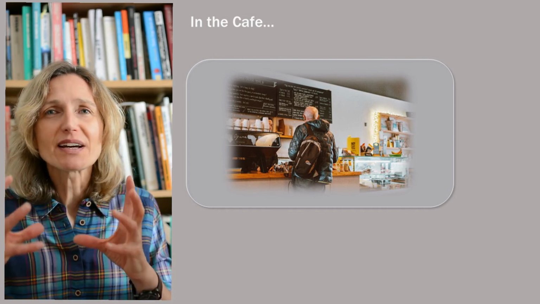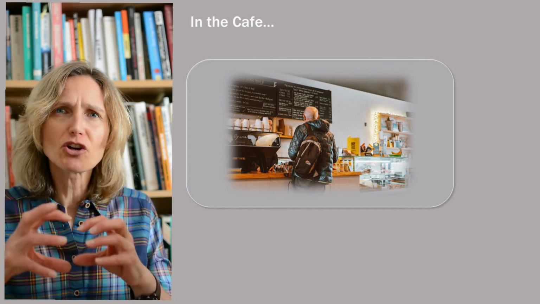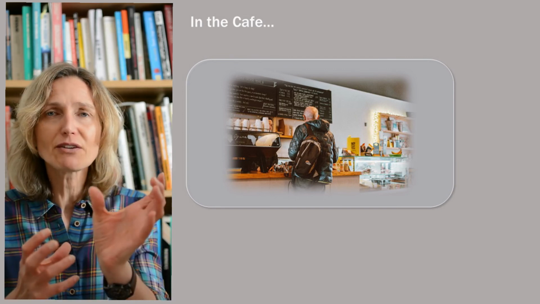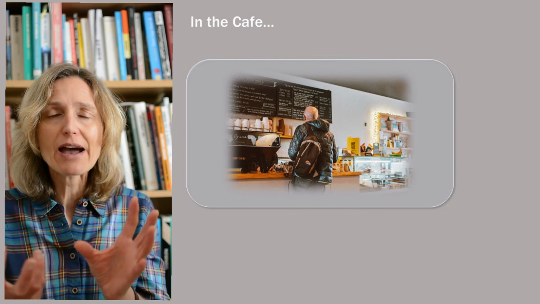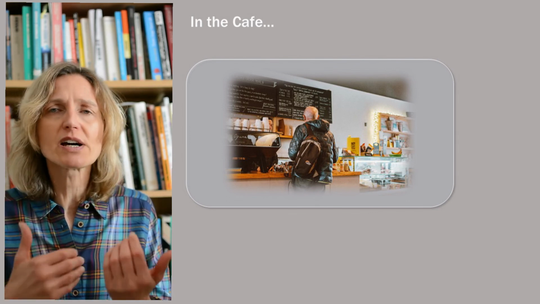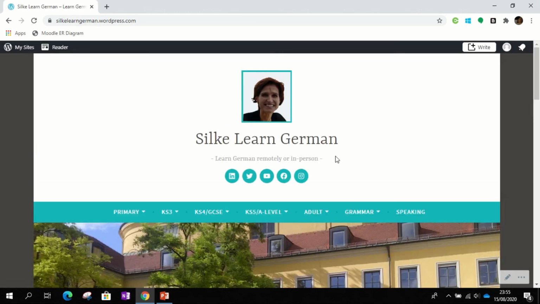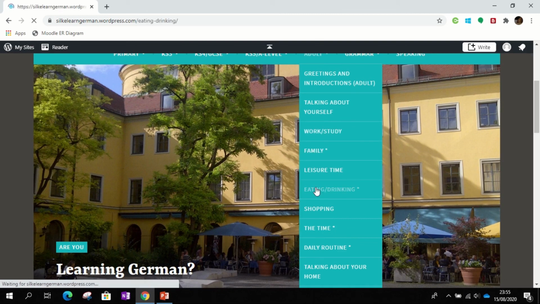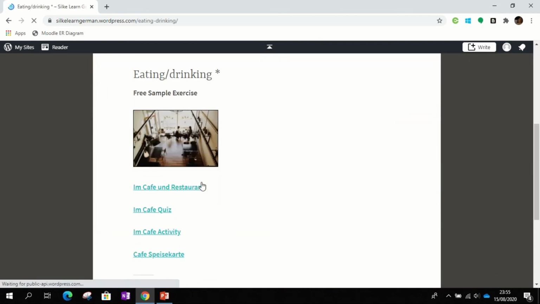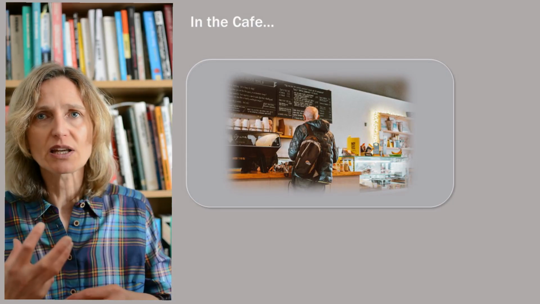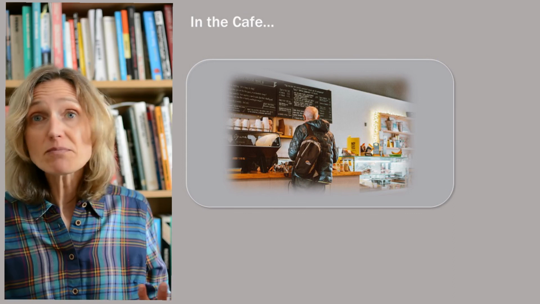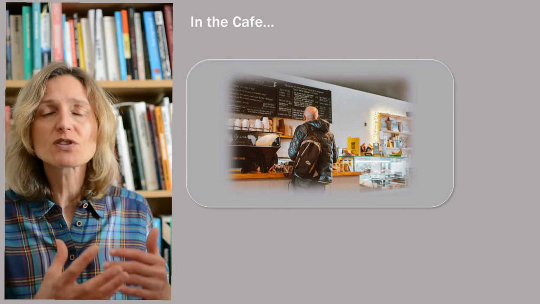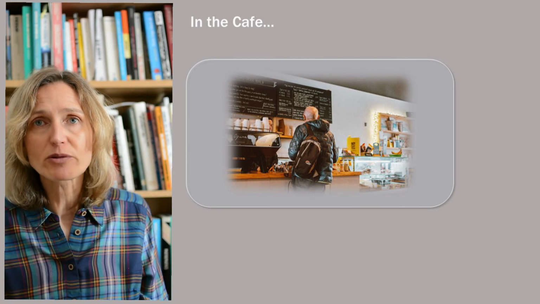Okay, so that concludes this session and this lesson, where you learned some of the key words, some of the key phrases that you would need when you're going into a cafe, when you're wanting to order, and when you then want to pay. So what I've done on my website, so if you go to Silke Learn German and you click on Adults, and then you go to Eating and Drinking, you've got some more resources to practice. So you've got a quiz there, you've got a worksheet there. A lot of the resources are free, so you can just go to the website and use them and practice, but some of them are subscription only.